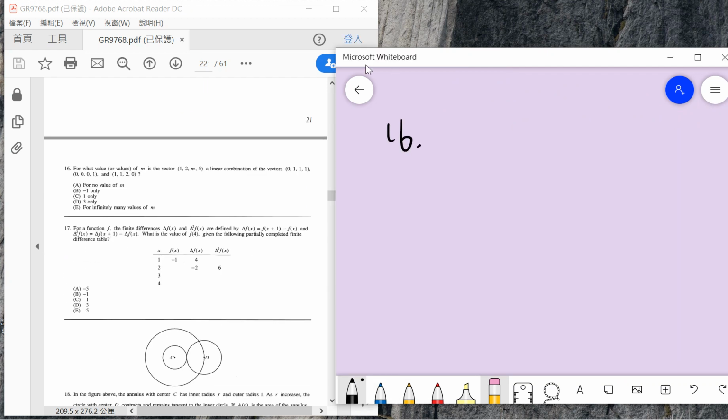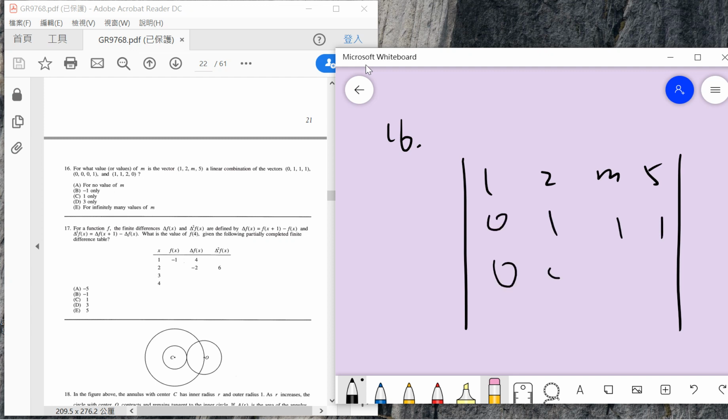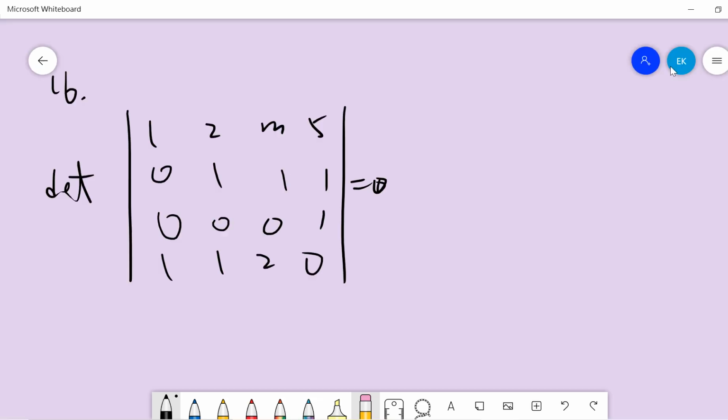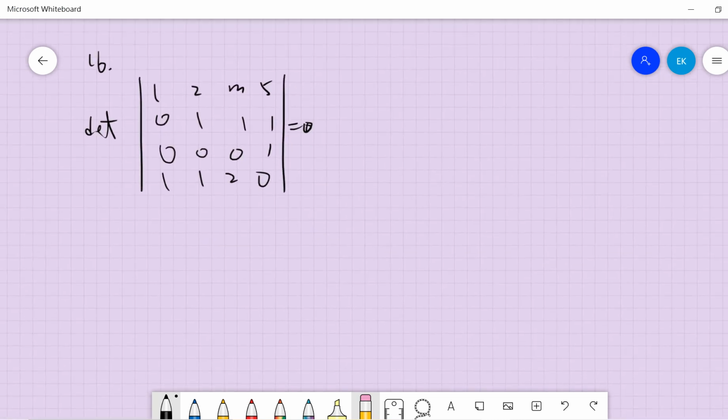Okay, 16 says: for what integer m is the vector (1, 2, 5) a linear combination of the vectors (0, 1, 1), (1, 0, 0), (0, 1, 1), (1, 2, 0)? If m is a linear combination of the rest of the three, then the determinant is 0. Right, this is definitely correct. Okay, so we can solve it.